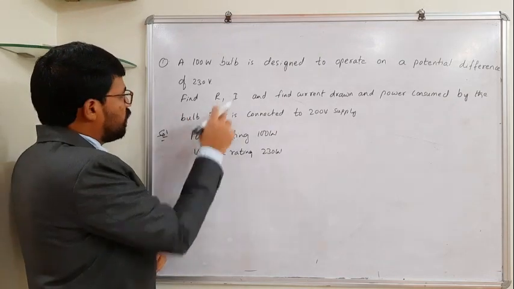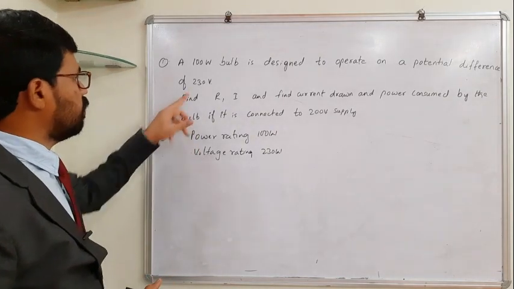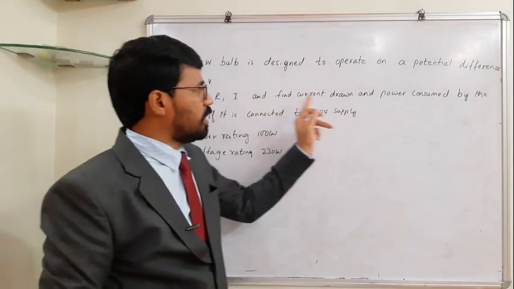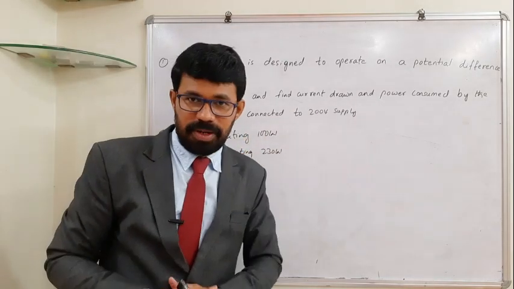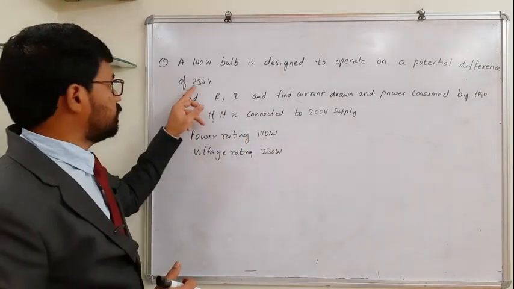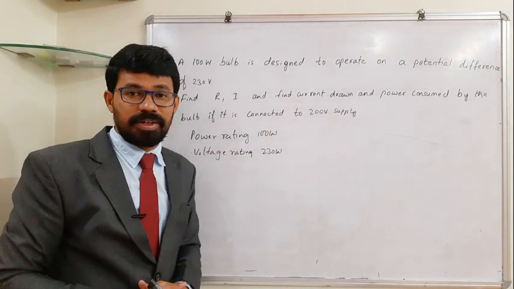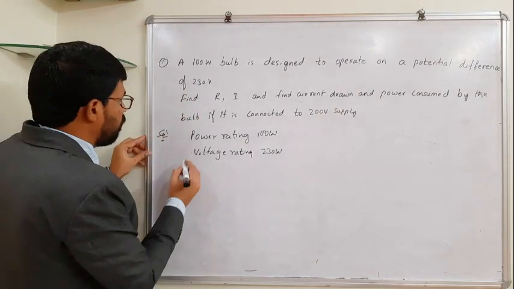So what he is asking us is to find the resistance and the current flowing through the bulb for this default potential, and also find current drawn and power consumed by the bulb if it is connected to 200 volts supply. So instead of 230, if it is connected across 200 volt supply, how much will be the current drawn and how much will be the power consumption? Let us try to find out one by one.